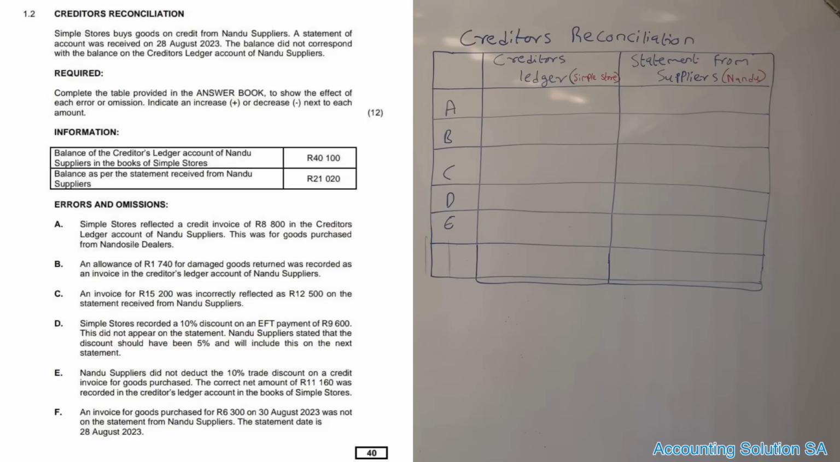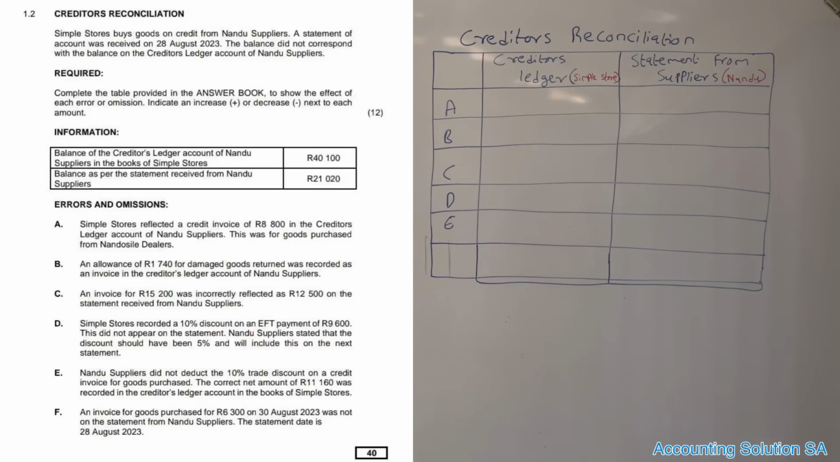Required: complete the table provided in the answer book. This is the answer book. Information: they say to indicate whether it's an increase or decrease. You must show plus or minus.